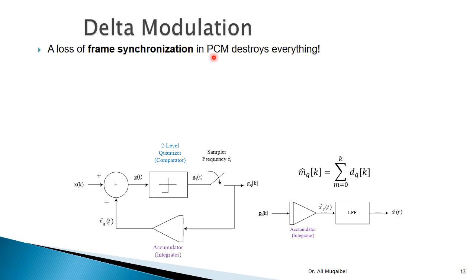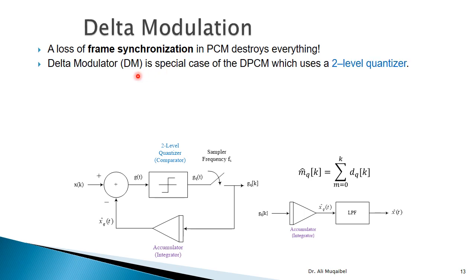Now, what is the motive to think about delta modulation? Why not just continue with PCM? There are problems with PCM. For example, a loss of frame synchronization would destroy everything, because we have groups of bits to represent every pulse. Once we lose the synchronization, everything will be lost. And delta modulation is a special case of DPCM, which has only a 2-level quantizer.